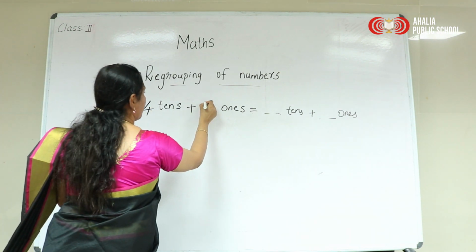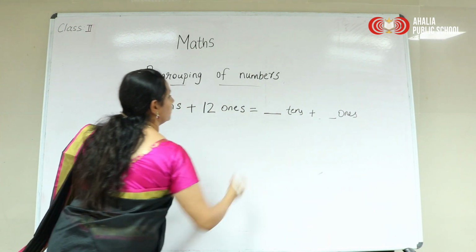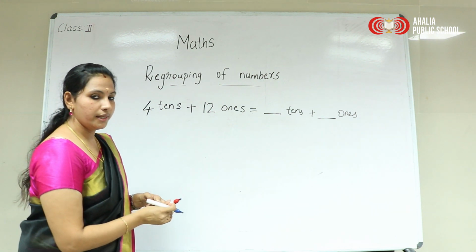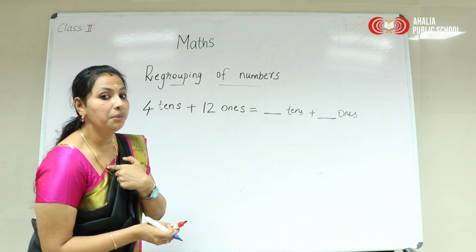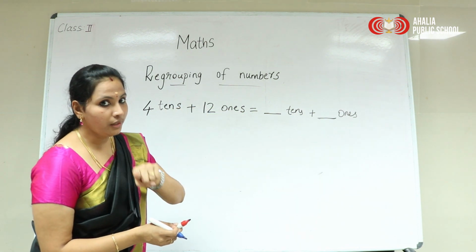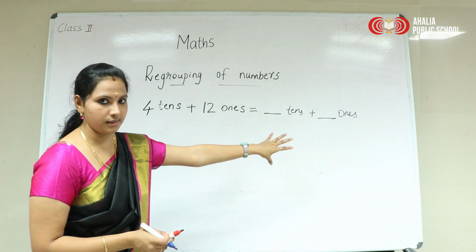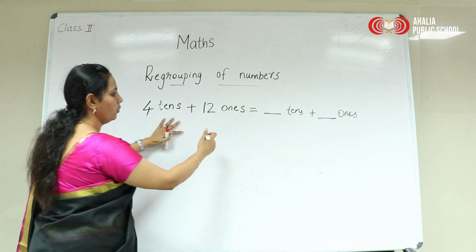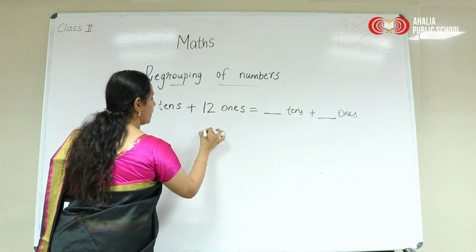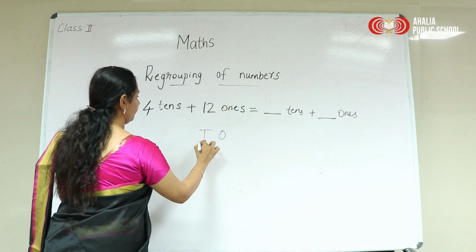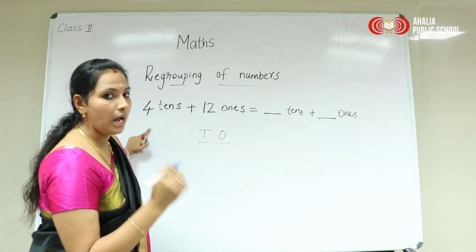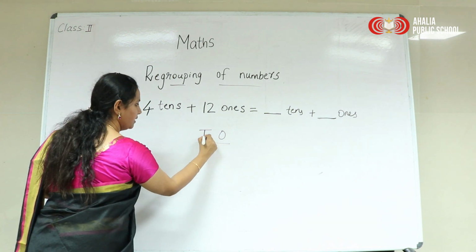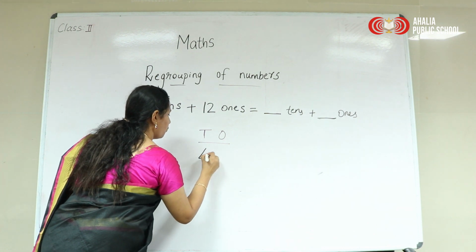4 tens plus 12 ones. Dash tens and dash ones. How will it be found? Now you have to help me to find the sum. You already know the concept, right? How to do this. So help me, children. 4 tens. So what do we have to write now? You simply write first the place values, ones and tens. Now 4 tens. So where we have to place the 4 here? In the tens place we have to place 4.